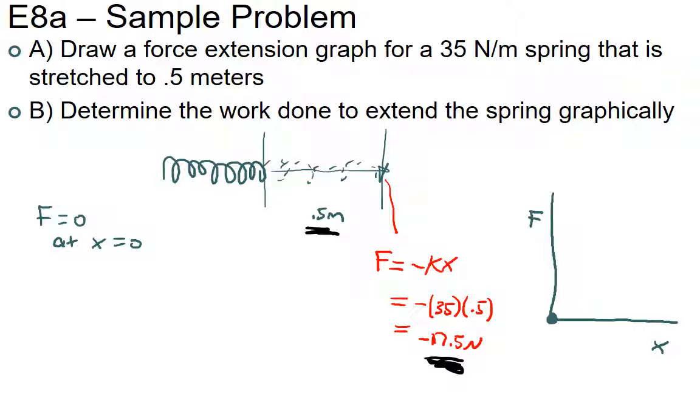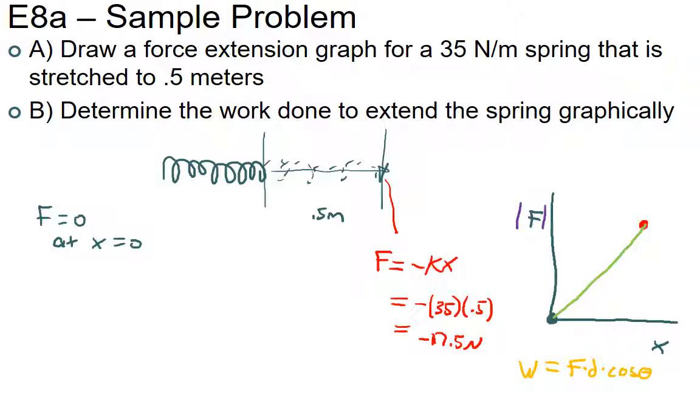So if that's true, as we stretch it all the way out here, it's trying to bring it back this way, so we would have to apply the force the other way, with 17.5. The force here at 0.5 meters would be 17.5 newtons that we need to stretch it with, and then we would get a linear graph here as we stretch it. The further we get from equilibrium of 0, and the closer we get to 0.5 meters, the more force it takes to do that.